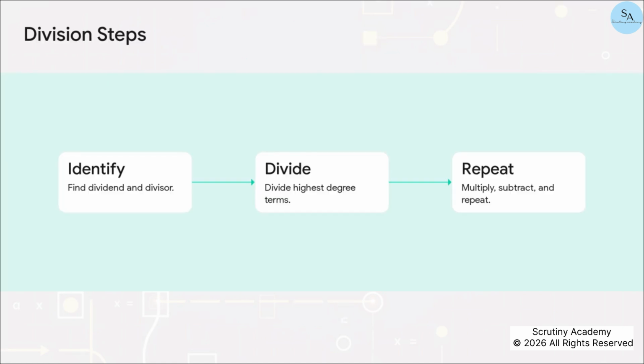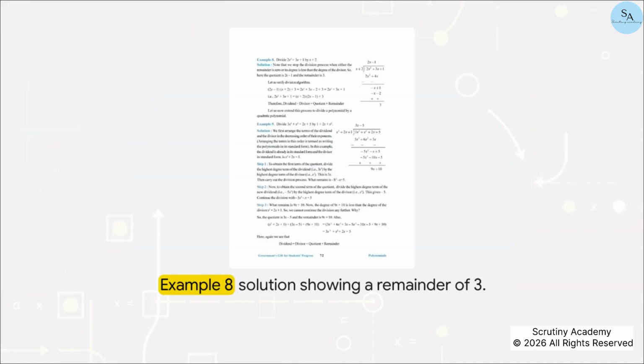Now, just like a private tutor, I want you to adopt this simple mental checklist for every single problem you face. Ready? First, identify who is who. Second, just focus on the biggest terms. Divide them, multiply back, subtract, and then repeat. It's just a rhythmic cycle. Let's apply that checklist right now.